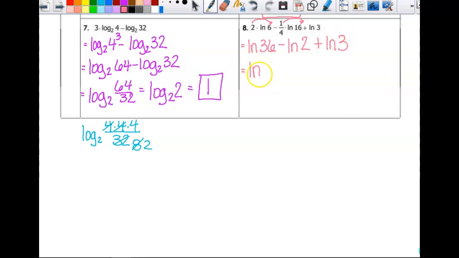So then, natural log, I'm going to do these two first. What's 36 divided by 2? 18 plus the natural log of 3. Then the natural log of 18 times 3. What's 18 times 3? 54. Good.